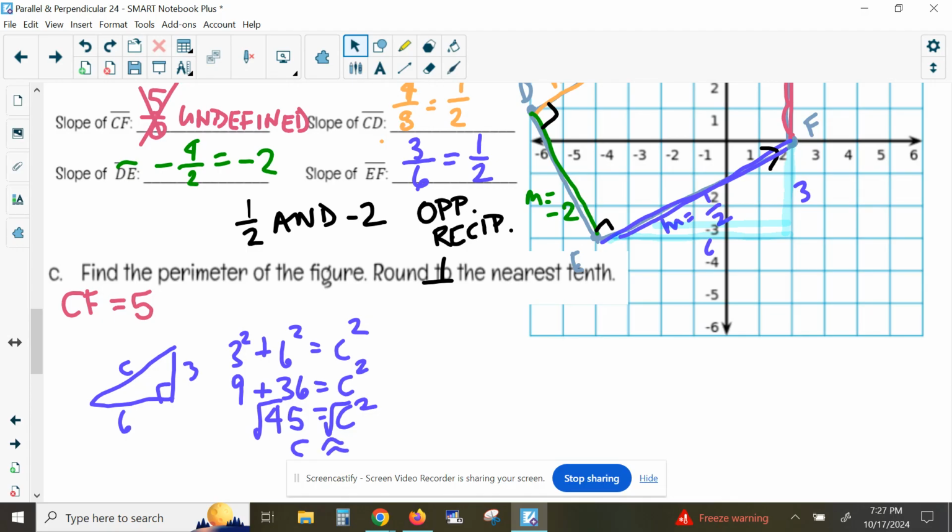Now here's the deal. It says to round it to the nearest tenth, right? But when you're working with a big problem like this, you never round to the tenth until you are all done. So as you're doing your work, it's standard just to go out 4 decimal places. And then when we're all done with all of our math, we'll round it at the very end. Okay, so from C to F, that is our 3 and our 6. If I take the square root of 45 on my calculator, it is approximately 6.7082. Okay, so this side right here is 6.7082.